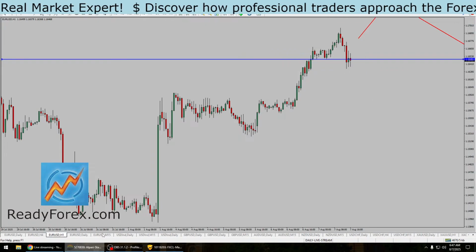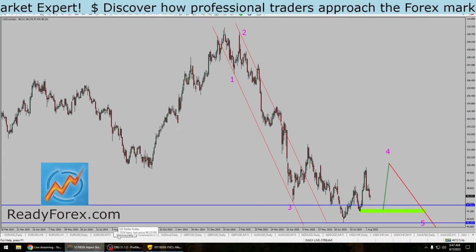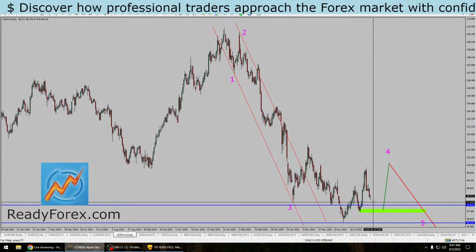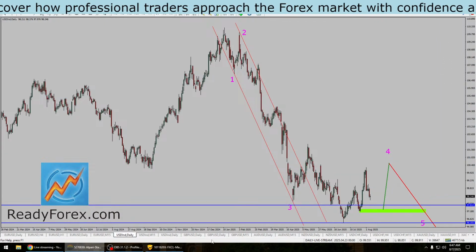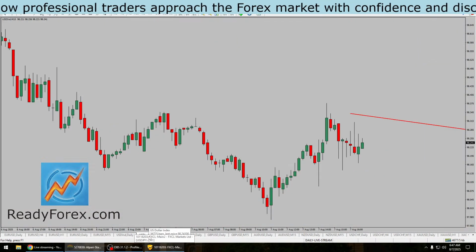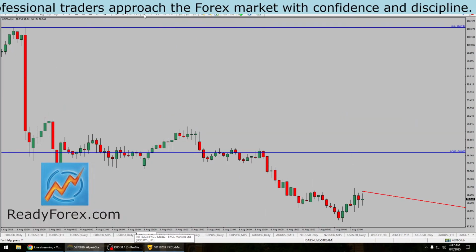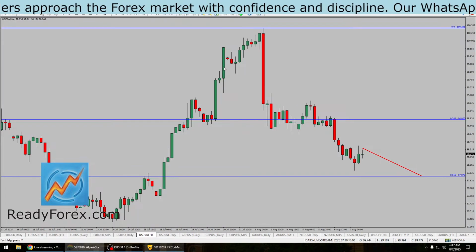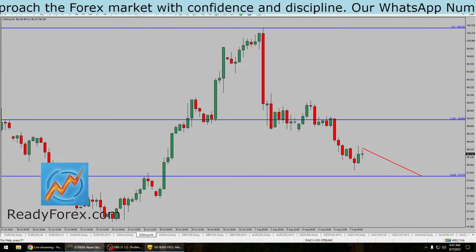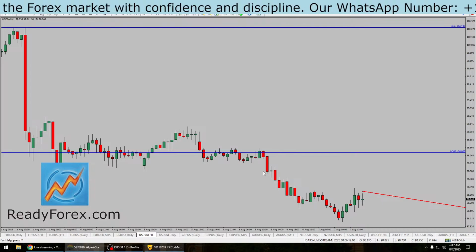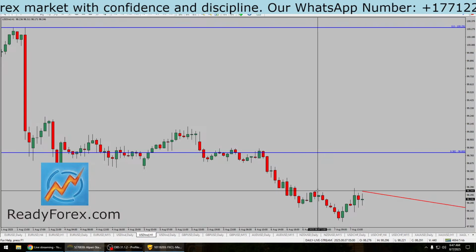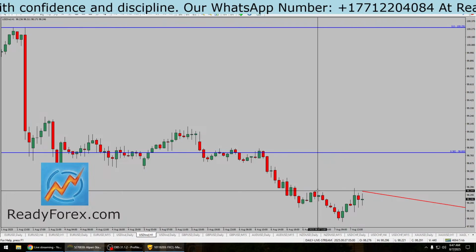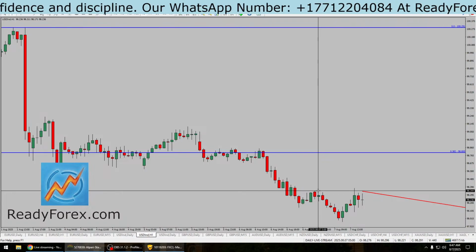Okay, and regarding the DX, it could find some support down over here, and then expect one more drive to the upside. However, the DX should also show us a bullish breakout. So far there is no breakout. Let's go to 1 hour time frame. So this is the area, 98.34 level in US index. So far no breakout.